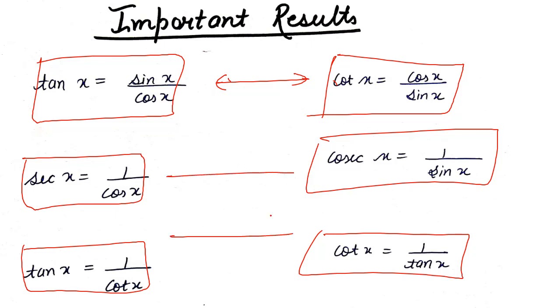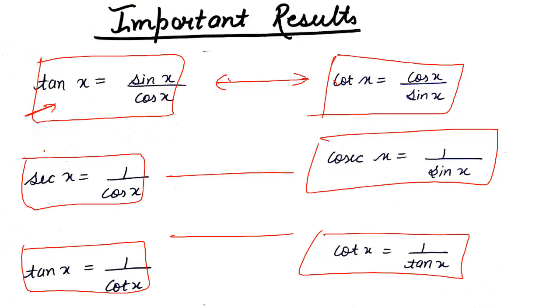For these 4 formulas, you can just remember the 6 trigonometric ratios in that order, so that you know which is the reciprocal of what. And this is one new formula that we have, that is tan x is equal to sin x by cos x, and cot x is equal to cos x by sin x.